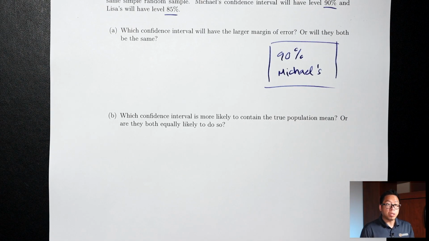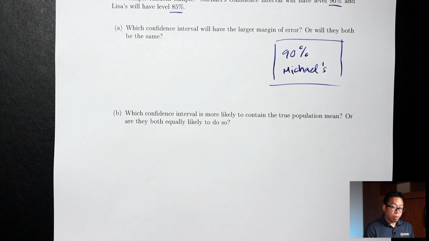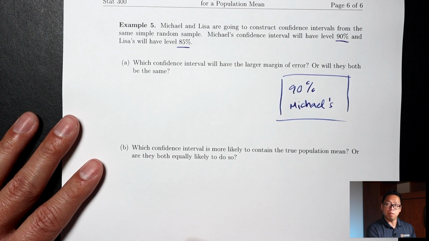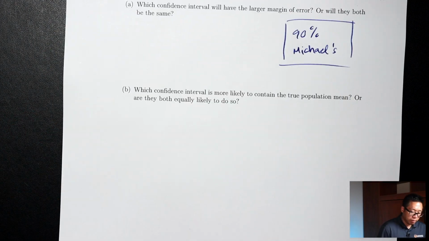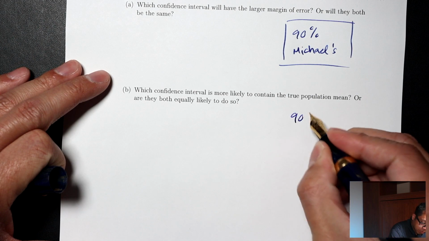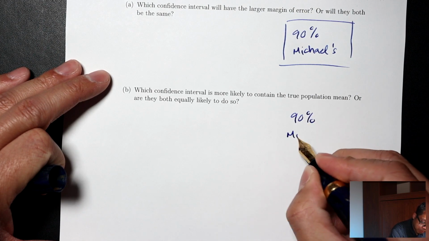Part B. Which confidence interval is more likely to contain the true population mean? Or are they both equally likely to do so? Remember when we talked about the interpretation of the confidence level in the last lecture. The confidence level is how likely you are to catch the true population mean or proportion. So with a higher confidence level, you are more likely to catch the true population mean. So I want the higher confidence level, which would be the 90% again, which was Michael's.